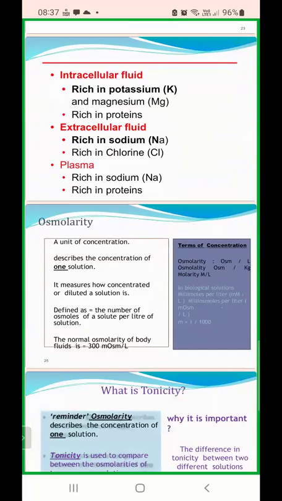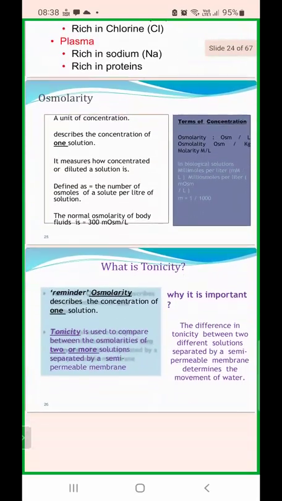Now let us understand the concept of osmolarity. Osmolarity is the unit of concentration. It describes the concentration of a solution. It measures how concentrated or diluted a solution is. It is defined as the number of osmoles of a solute per liter of the solution. The normal osmolarity of the body fluid is 300 milliosmoles per liter. In terms of concentration, osmolarity is osmoles per liter, osmolality is osmoles per kg, and molarity is moles per liter. In biological solutions, we use millimoles per liter, milliosmoles. One milli is 1 by 1000. So these are the units of expressing.